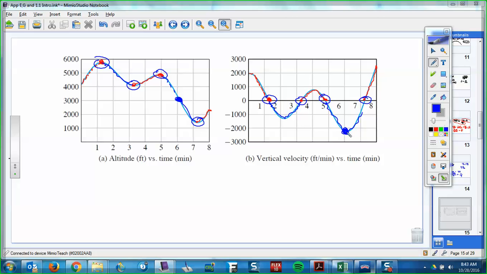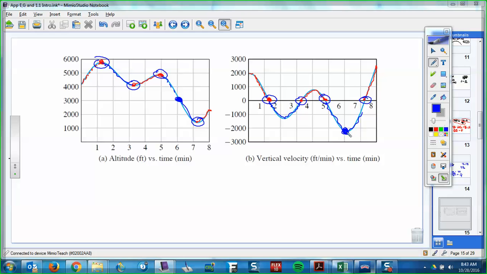Huh? It's stopped right here, right? It's going to start going back down, but right now it's stopped, right? So the balloon is slowing down because its velocity is like 800, 700, 600, 500, 400, 300, 200, 100, right? The balloon is slowing down and stopping right here. The velocity is decreasing. So it is slowing down.